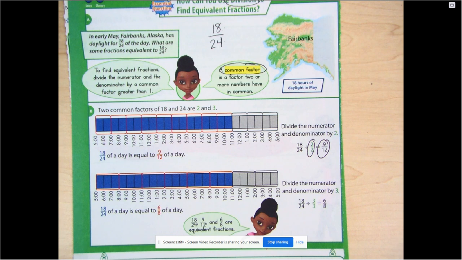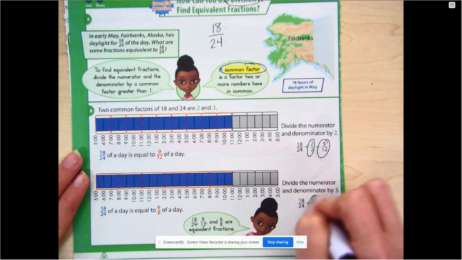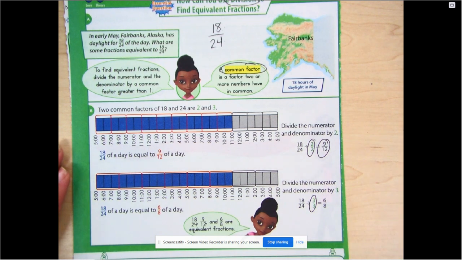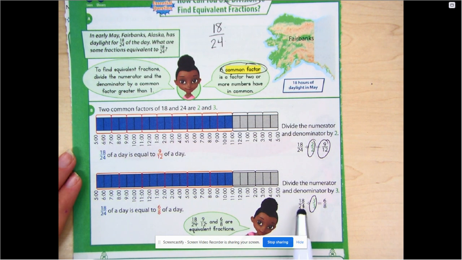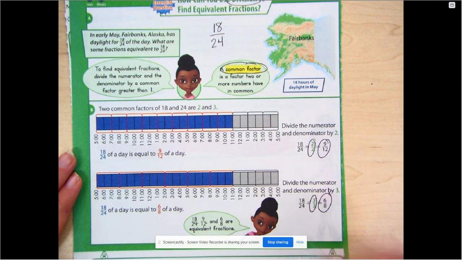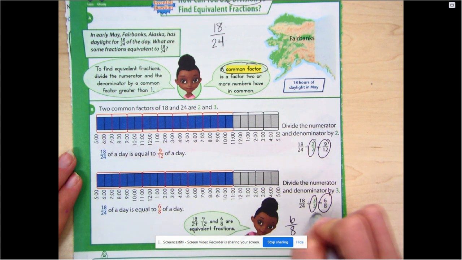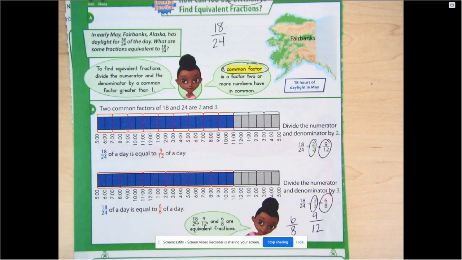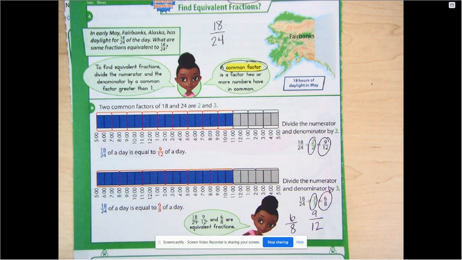They also found another common factor for 18 and 24, and that is 3. So they wrote that again, 18/24, and they divided the top number and the bottom number by 3 this time. And when you divide 18 by 3, you get 6. And when you divide 24 by 3, you get 8. So 6/8 and 9/12 are both equivalent fractions for 18/24.